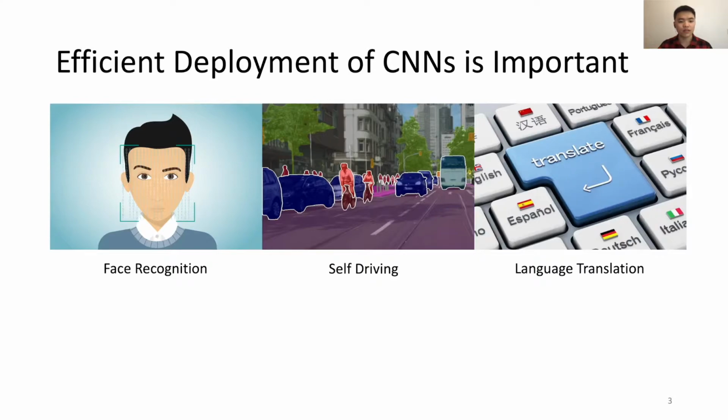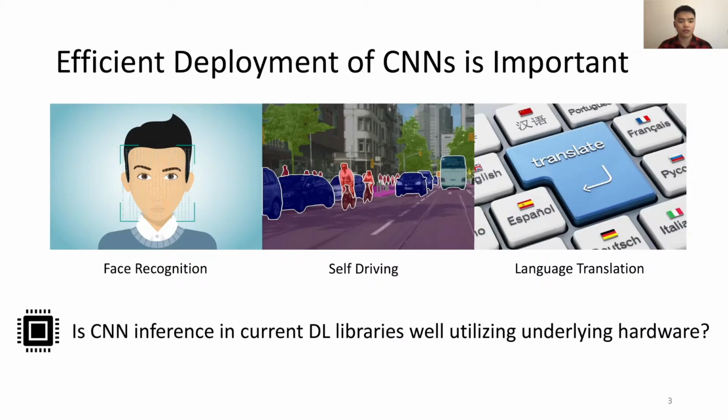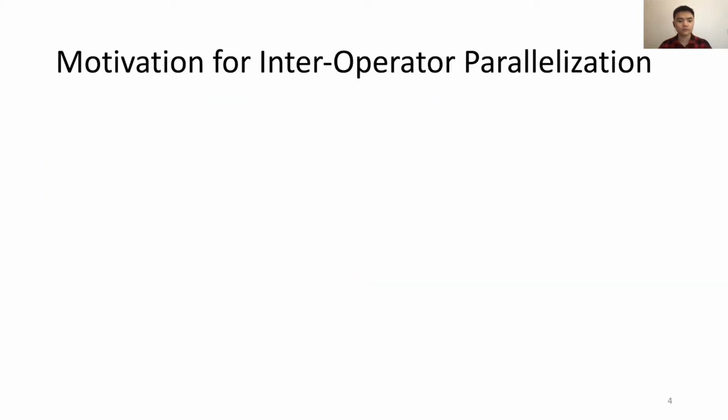CNN models are widely used in our daily life. It is important to efficiently deploy these models. However, is CNN inference in current deep learning libraries fully utilizing the underlying hardware? The answer is no. First, let's look at the trend in CNN design.